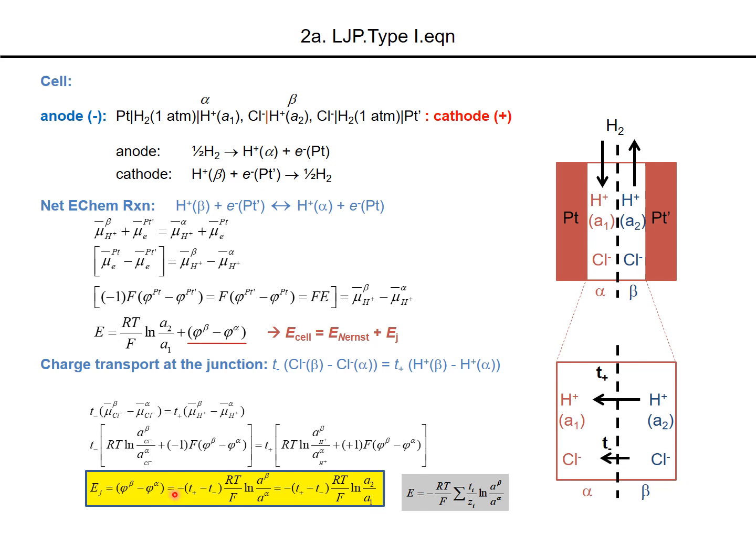It's equal to minus the transference number difference times RT/F ln activity terms. So actually this one is the Nernst equation. And for calculating the junction potential, you should add the transference number difference in front of the Nernst equation with a minus sign. So this is the loss of potential.